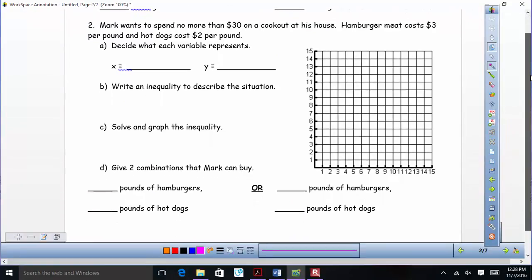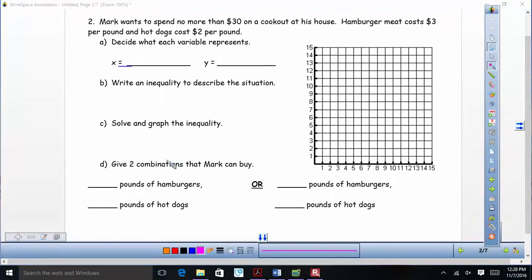So in number 2, it says Mark wants to spend no more than 30. So does that mean that he's spending more than 30 or less than 30? Okay, so we want to spend less than. Can he spend 30? Or equal to 30. Okay.